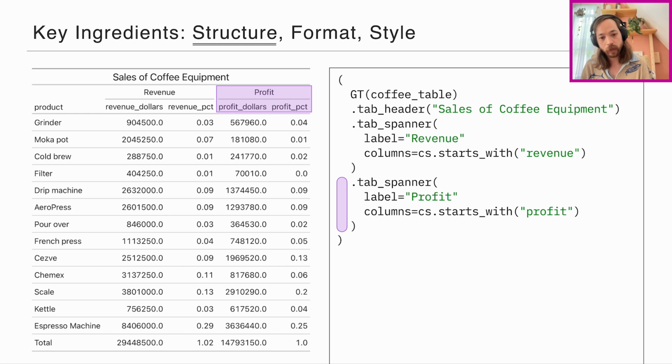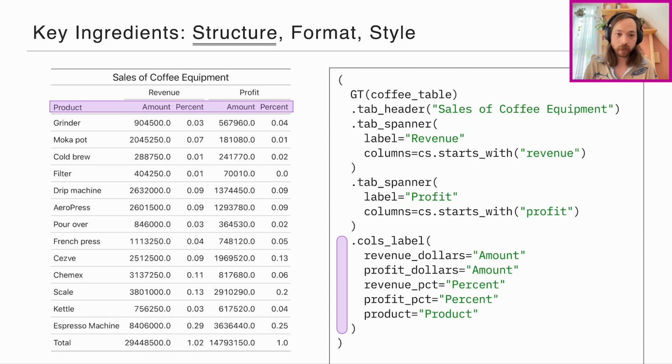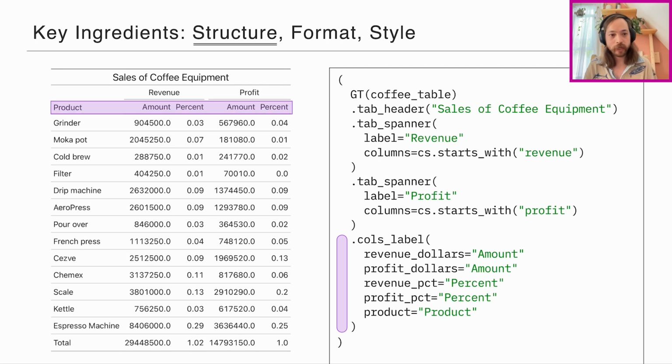And then to finish off, we're going to rename the columns. Notice before we were repeating in the column names words like revenue that we now have in the spanners. So we're going to go through and clean them up so that extra information is gone and people can just see revenue in the spanner and amount in the column label. Now things are quick to read.